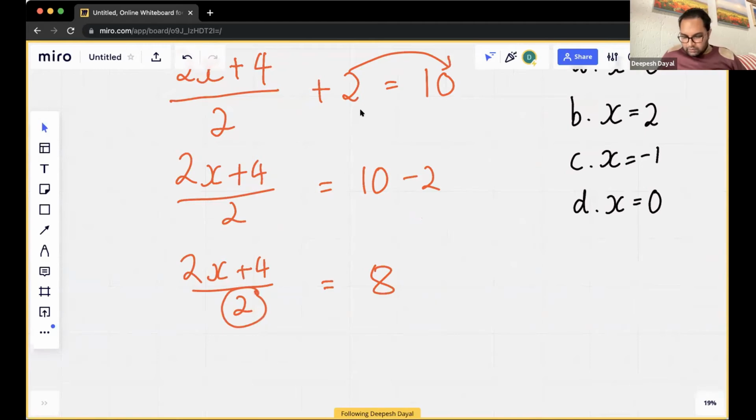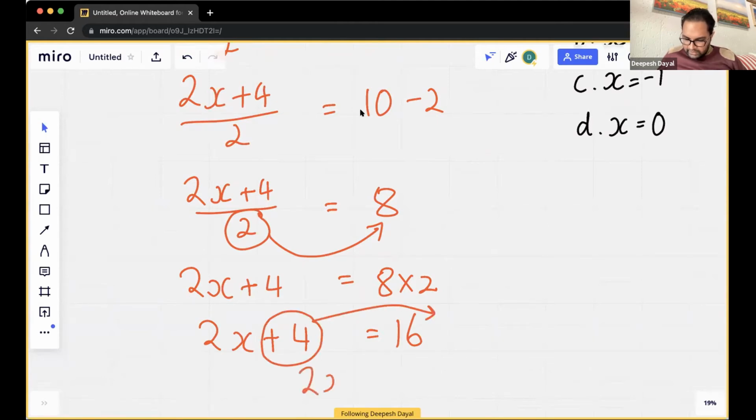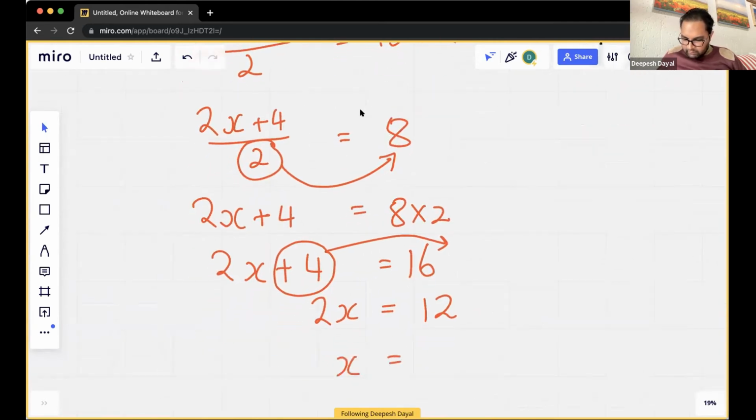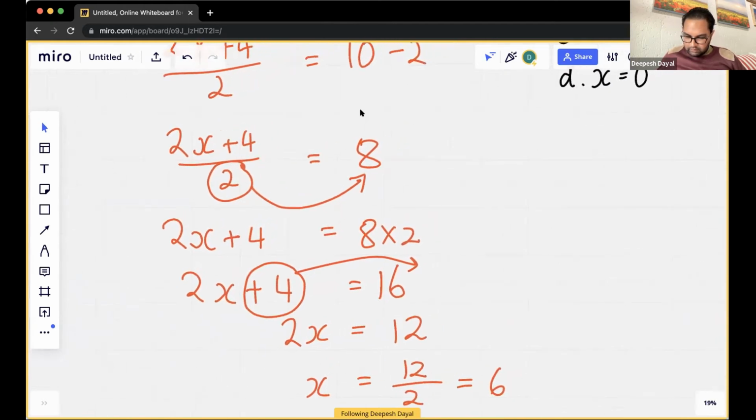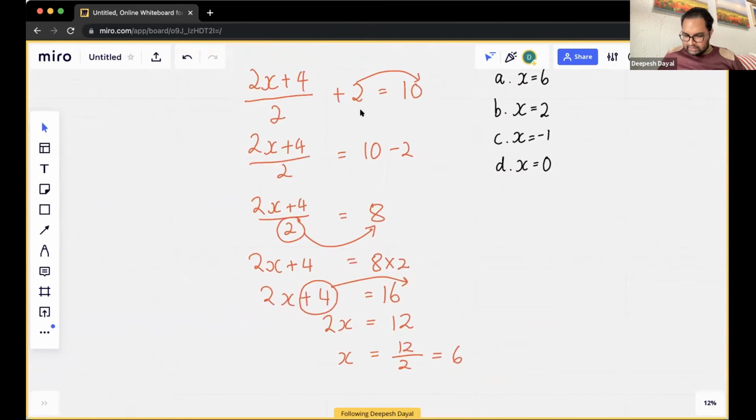Okay, so I'm going to take the 2 over here first, right? Yes, sir. So it's going to become 2x plus 4 and then 8 times 2, which is 16, right? Yes, sir. So 2x plus 4 equals 16. And then, like you say, we're going to do the process again by taking the 4 over. So 2x equals 16 minus 4, which is 12. And then x equals 12 over 2, which is 6, right? Yes, sir. And there we go. So the answer is 6.